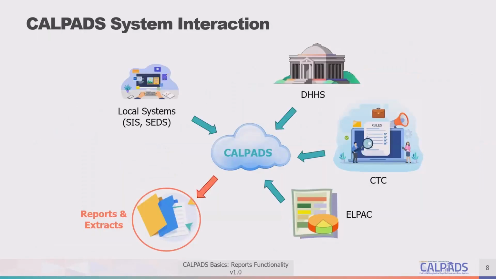CalPADS system interaction. When we think about CalPADS system interactions, we often focus on input at the local level. In addition to LEA submissions via the CIS and CEDS, CalPADS receives data from the Department of Health and Human Services, the Commission on Teaching Credentialing, and English Language Proficiency Assessments for California. Due to the nature of reporting, it is easier to focus on the input. However, there are mechanisms in place to view and extract data. Of course, they're called reports and extracts. In this session, we will focus on reports.